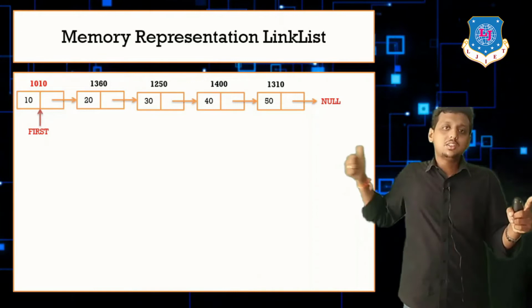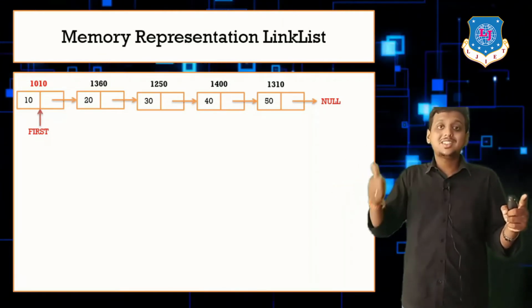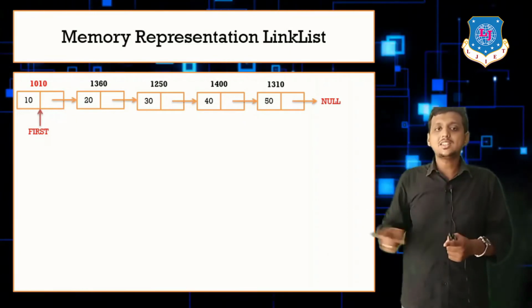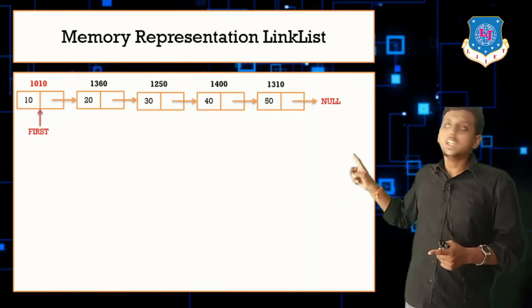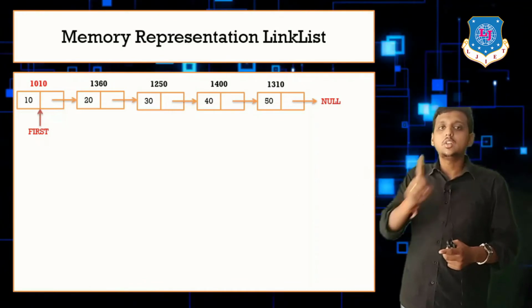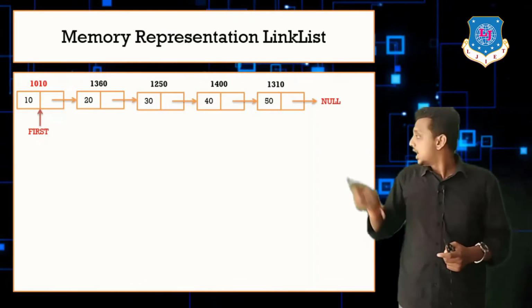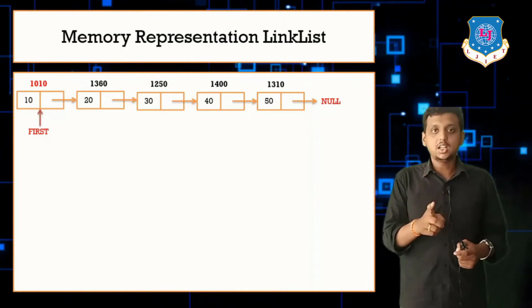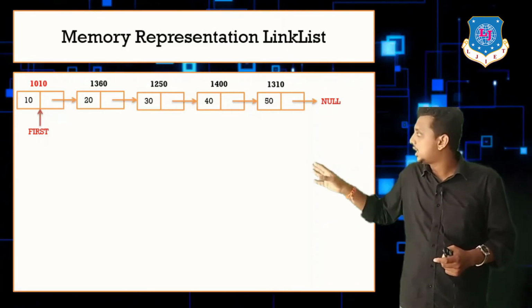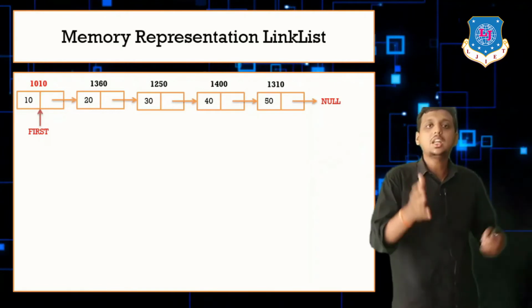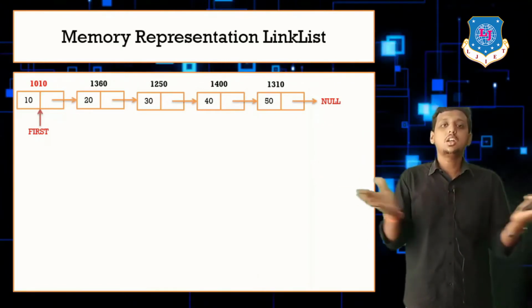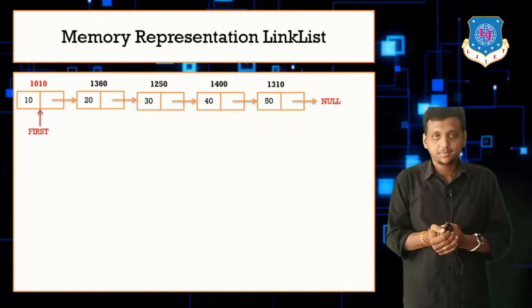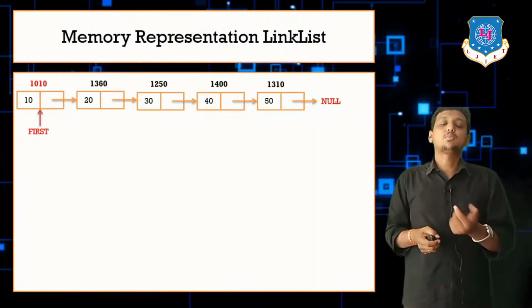So, is this a linear data structure? Yes. How? Because 30 contains only one predecessor, that is 20, and one successor, that is 40. That's why it's a linear linked list, or we can say linear data structure. Fine. Now let's move further.